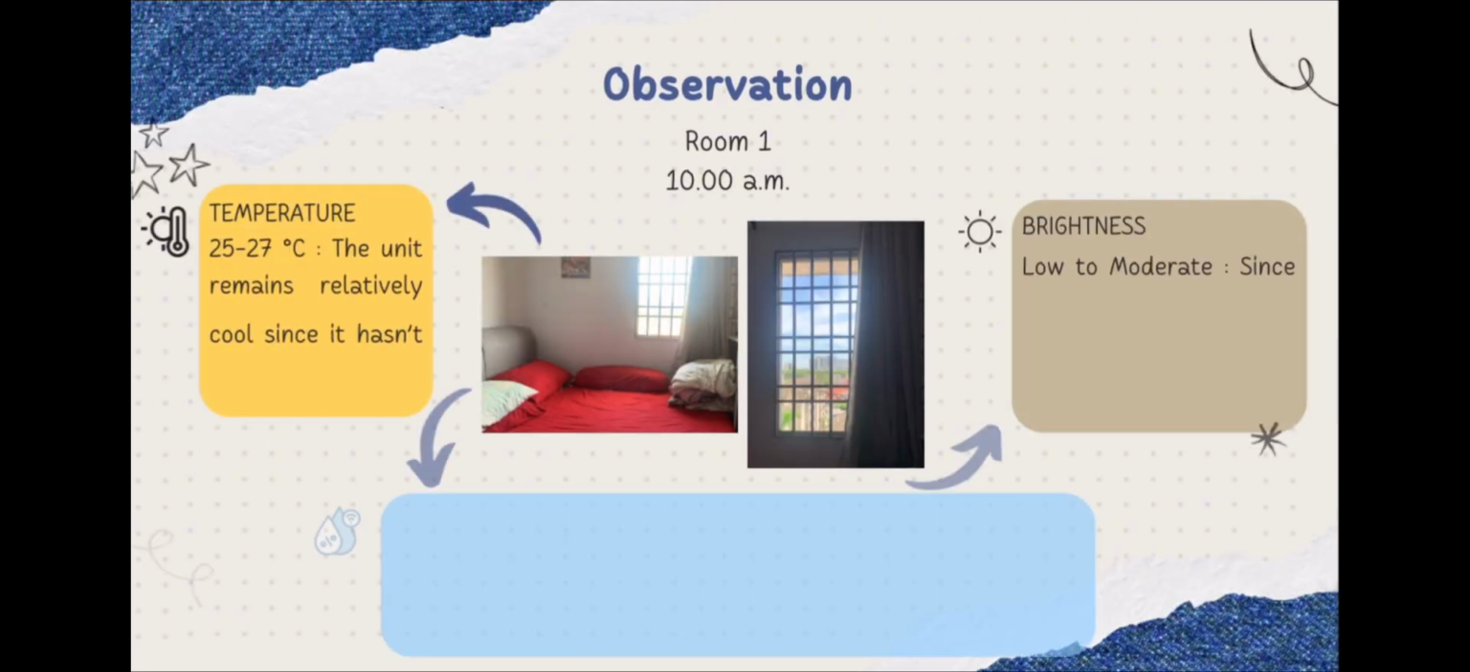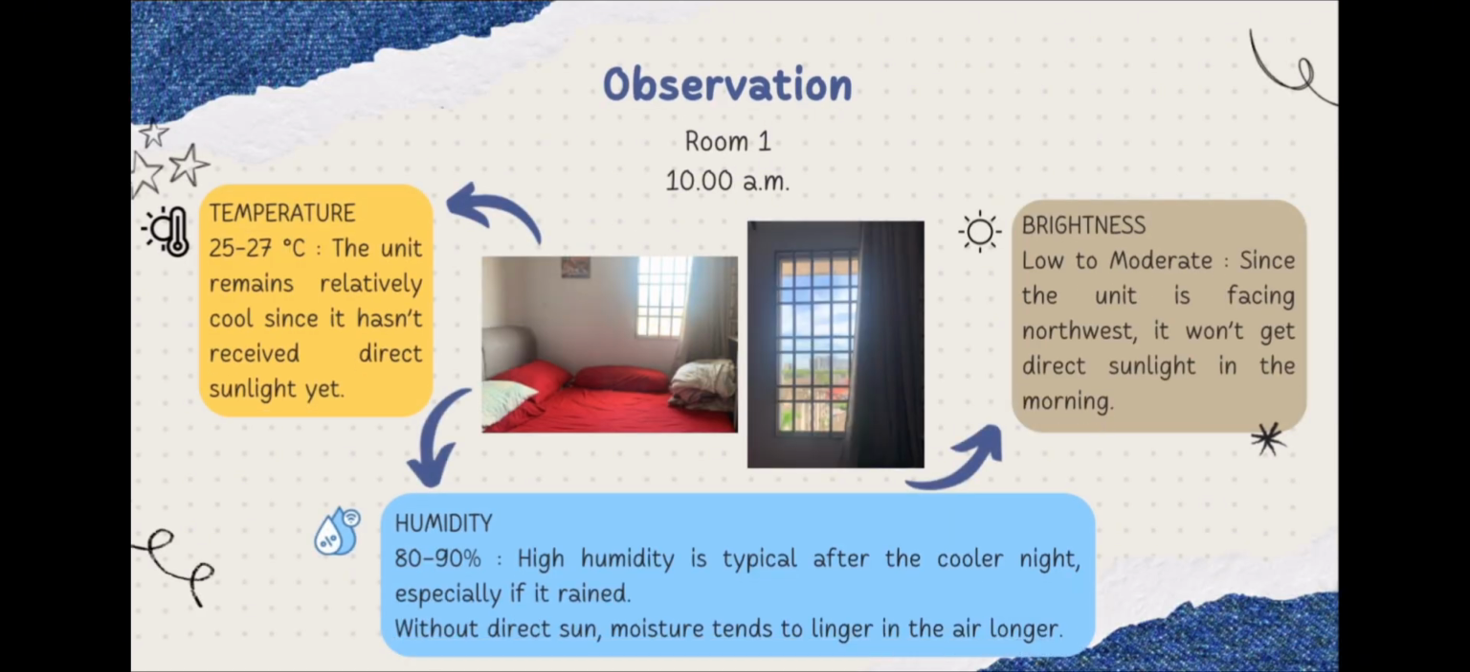At 10 a.m., both rooms were still relatively cool with temperatures between 25 to 27 degrees Celsius. Humidity was quite high, around 80 to 90%, which is typical after a cooler night, especially if it rained. Since these rooms are northwest facing, they didn't receive direct sunlight yet, so brightness was low to moderate. Room 2, being smaller, was slightly dimmer.